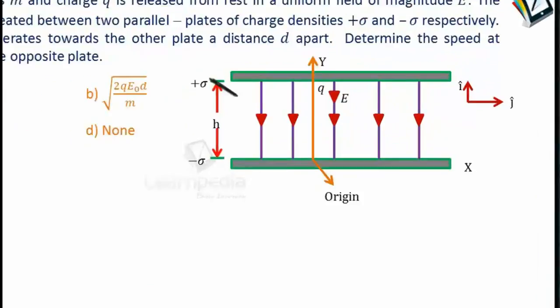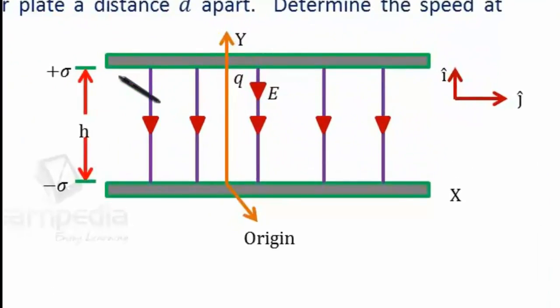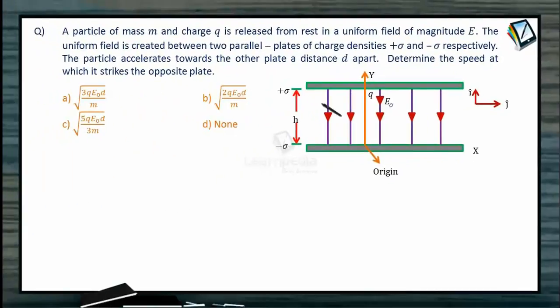So here, as you can see, the upper plate is positively charged and the lower plate is negatively charged, and E naught is the field in between the plates, which is uniform. Okay, and a particle of mass m and charge q is released from rest in a uniform field of magnitude E. The uniform field is created between two parallel plates of charge densities plus sigma and minus sigma, and the plates are at a distance d apart. Okay, d is the separation between the plates.